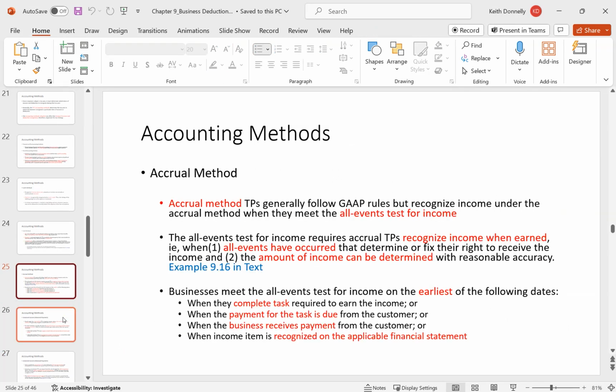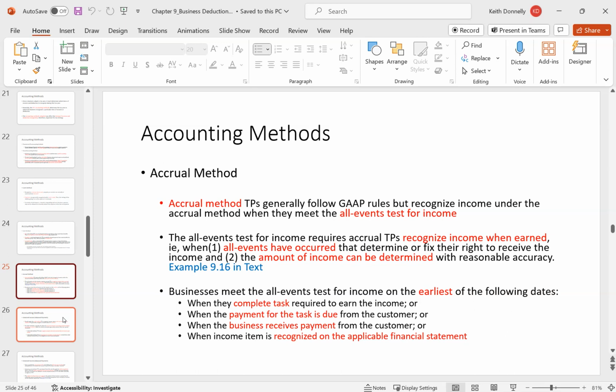All right, let's move to the accrual method. From a very high level, you accrue the revenue whenever you earn it, and you recognize the expenses when you incur them. Now for tax, they have a little bit more specific rules here.